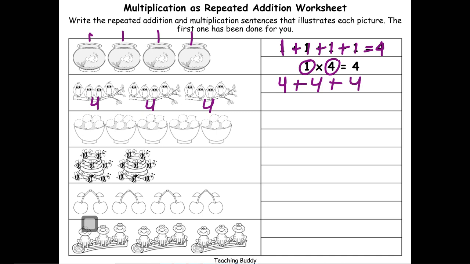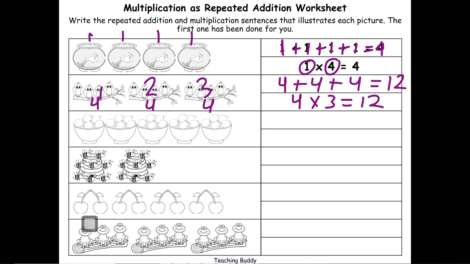Each group has 4 owls. Think about that answer again. Just like we did on the other page, it is 12. Another way to write that is I have 4 owls, and they are in 1, 2, 3 groups. 4 times 3 equals 12.